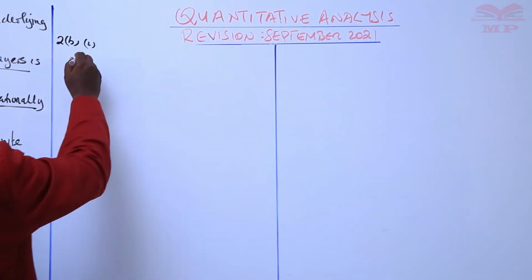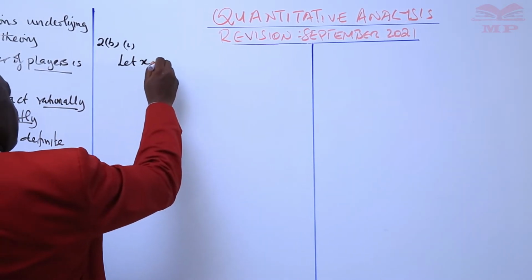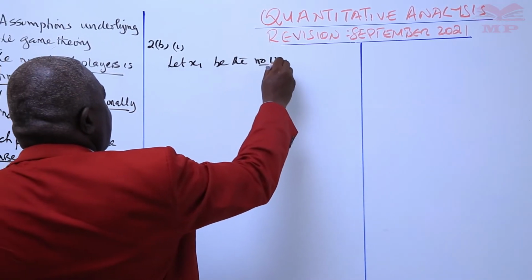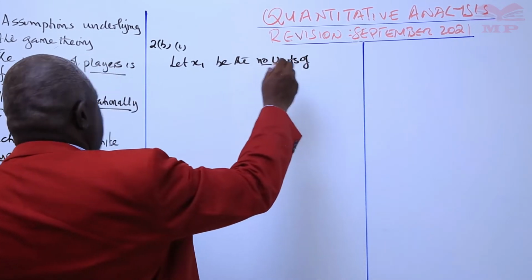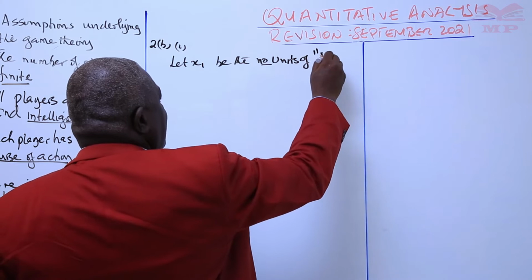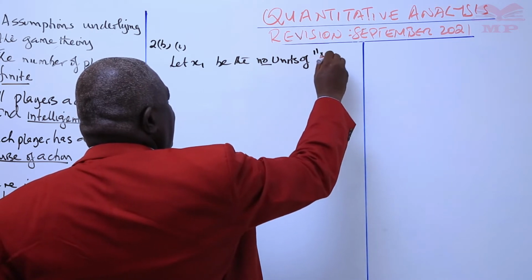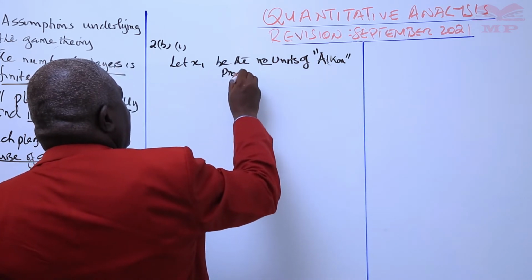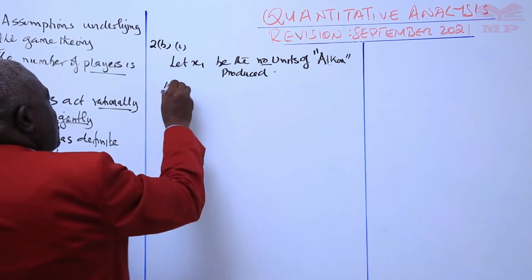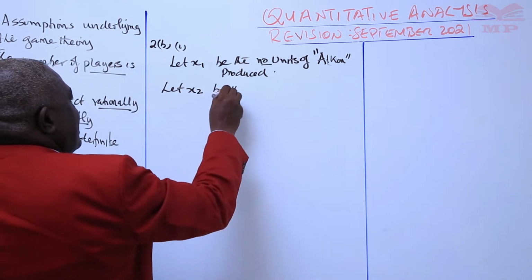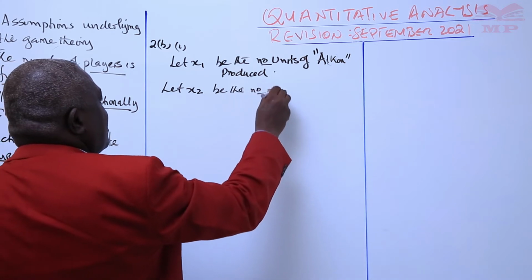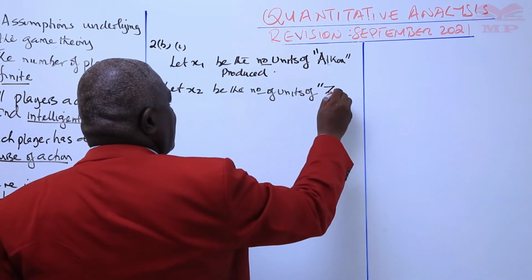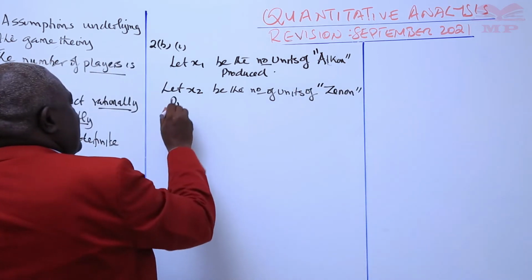So I can say, let X1 be the number of units of, call it alcohol, whatever it is, produced. Let X2 be the number of units of xenon produced.